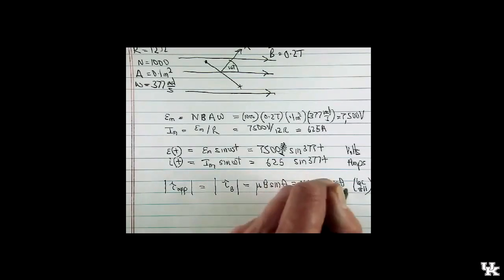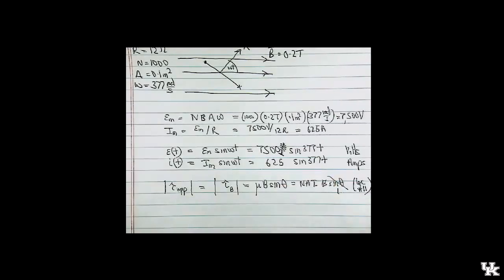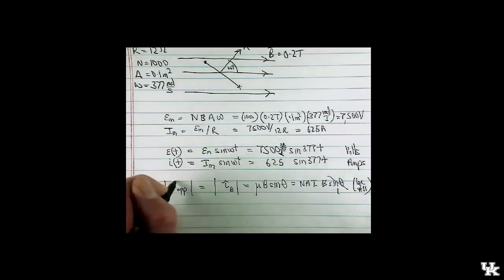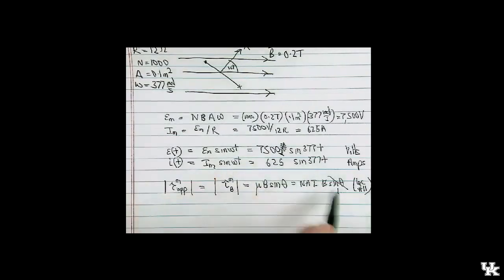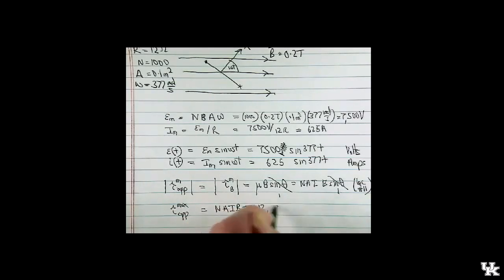That torque is a maximum when this sine theta is 1. So the maximum torque, which is what I'm going to calculate, is when this sine theta function is 1. And all we've got to do to calculate that maximum applied torque is multiply N, A, I, and B. If I plug in those numbers, I won't write them all out, you actually get 12,500 newton meters. That's a big torque too.